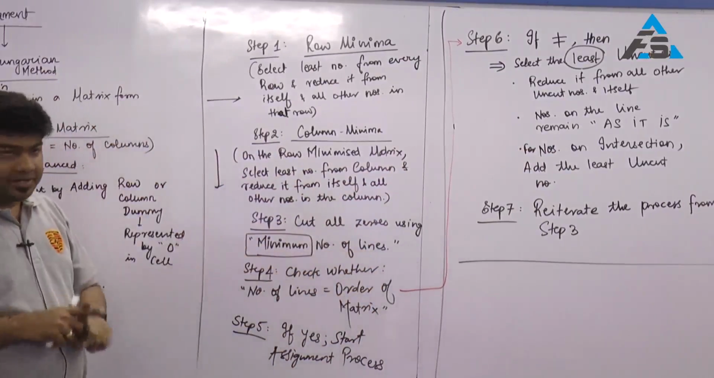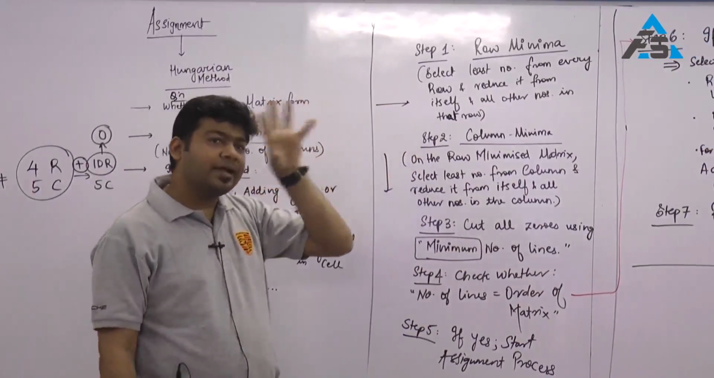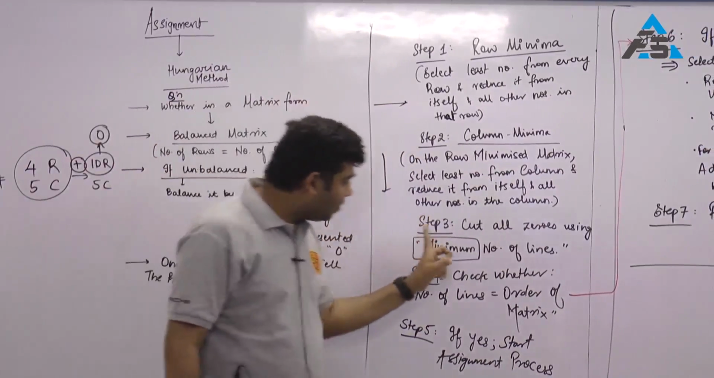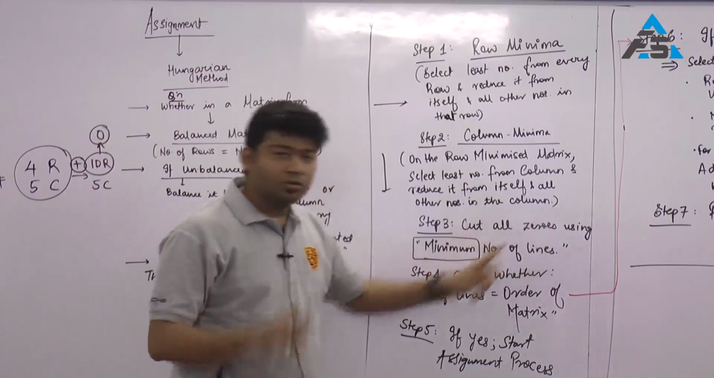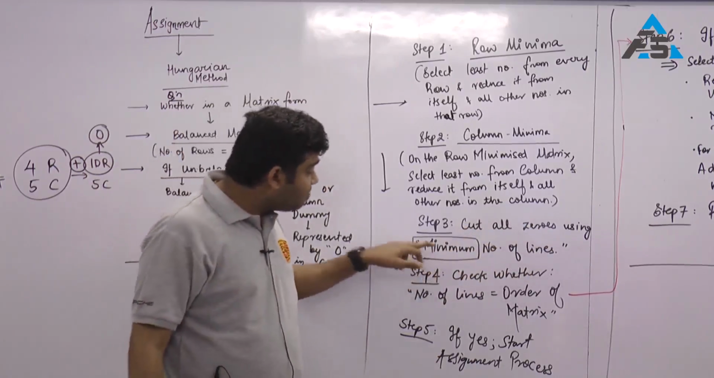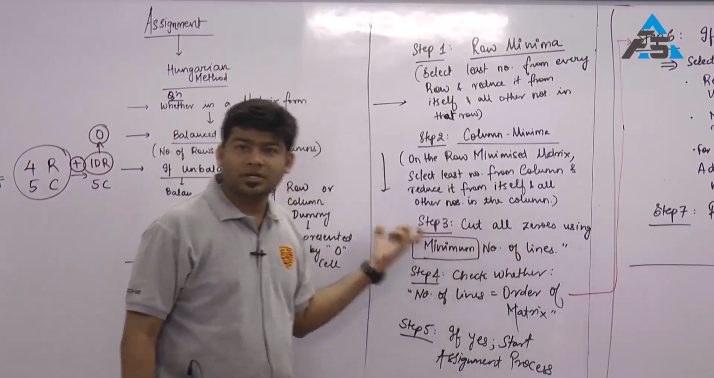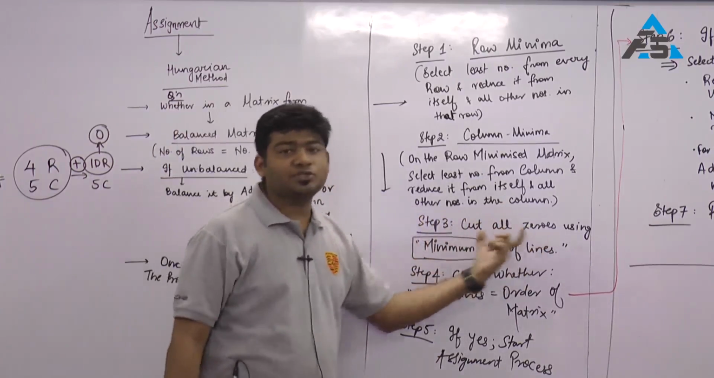So there will be a matrix. Now there is a row minima, there is a column minima, and you will see a lot of zeros. How do you cut all zeros either horizontally or vertically, not diagonally, using minimum number of lines? This is a very important catchphrase. Minimum number of lines should be used.